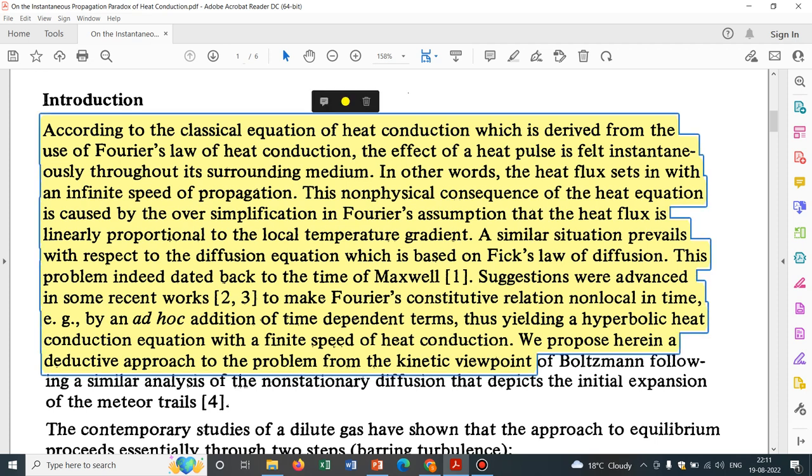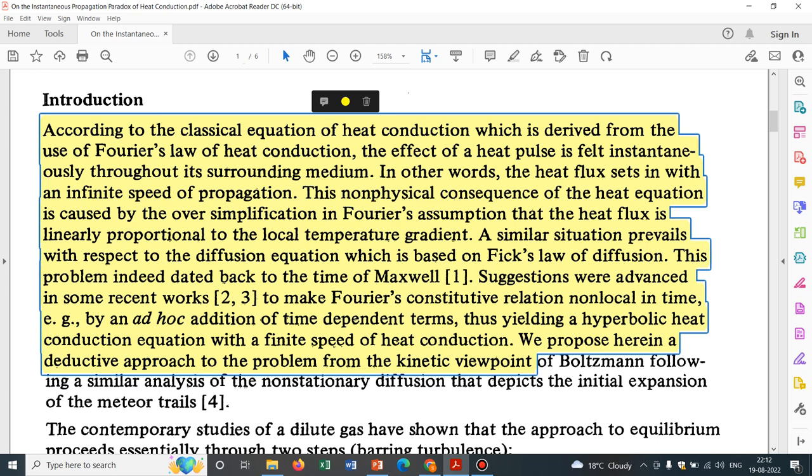Let us read it once again. This non-physical consequence of the heat equation is caused by the oversimplification in Fourier's assumption that heat flux is linearly proportional to the local concentration gradient. So that is the wrong assumption. We should not call it a wrong assumption. It is an approximated assumption, and that is why it is leading to the paradox.